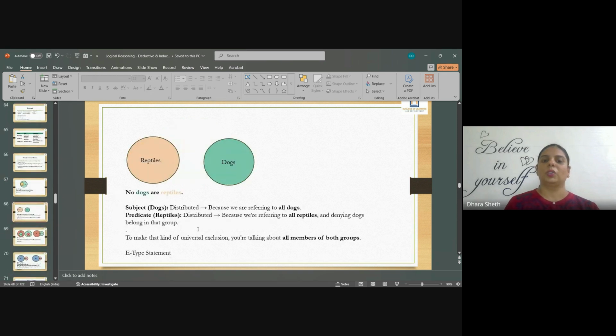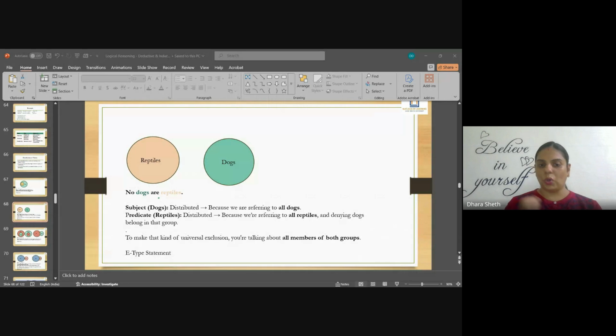Next, no dogs are reptiles. Now here, we are talking about all the dogs, that all the dogs are not reptiles. And we are talking about all the reptiles, that all the reptiles are not dogs. This is a quality which we are talking about for all dogs. All dogs are not reptiles. Because all dogs are not reptiles, all reptiles are also not dogs. That is why here both subject and predicate are distributed.